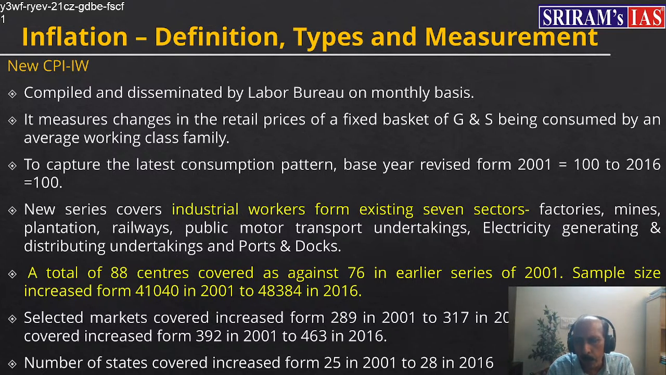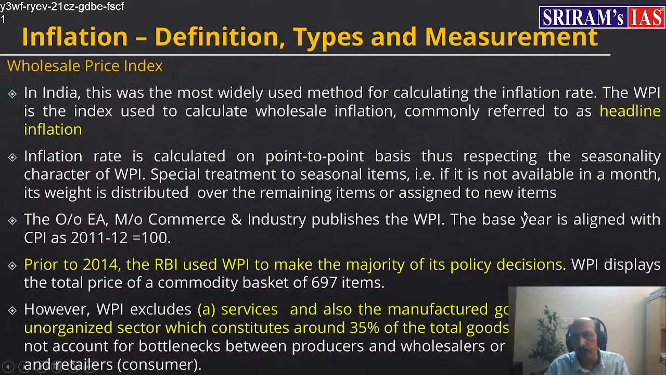Therefore, given these weights and given the prices collected from all the centers identified above, we calculate the price level in the current year. And for similar commodities, we already have the price level in the base year. And then we find out the change in prices. And that percentage change in prices is called the inflation. This is how we calculate the consumer price index.